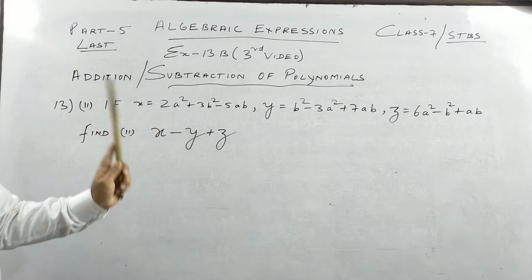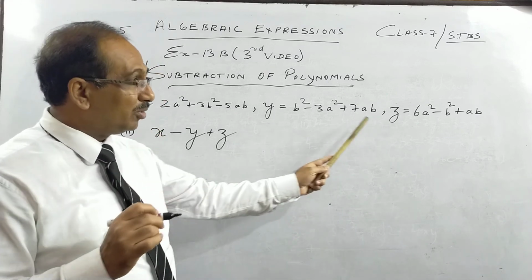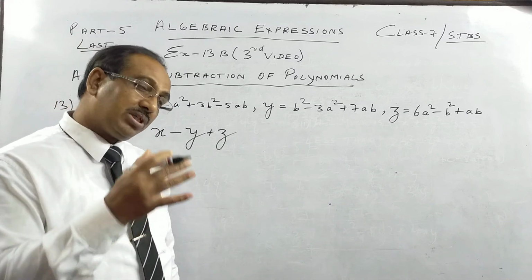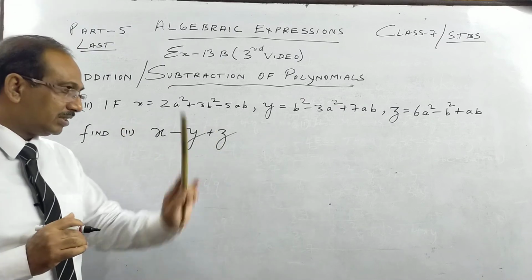We have x, y, z. Generally you will see, children, z. I don't write it in capital because it looks like 2. I write small z because sometimes children get confused between 2 and z. Second thing here, x, y, z is given.